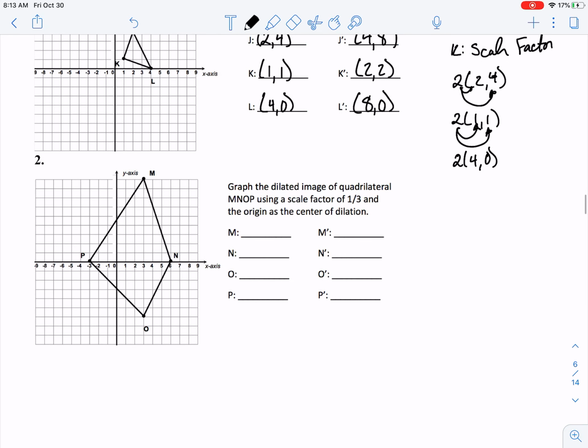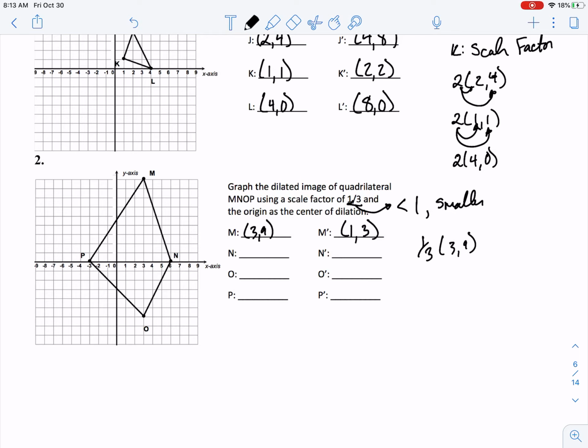Okay, so graph the dilated image of a quadrilateral MNOP using a scale factor of 1/3 and the origin as a center of dilation. Again, 1/3 is less than 1, so I know my new figure is going to get smaller. So if I use M, it's (3, 9). So 1/3 times 3 is 1. 9 times 1/3 is 3.